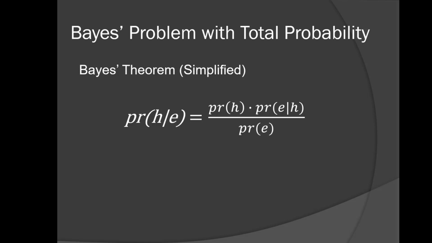The probability of the evidence there in the denominator is relatively simple, but we can break that down as this weighted average. This is the total probability of E, or another way of thinking about it is the probability of E independent of the hypothesis. It says that the probability of E equals the probability of E given H, weighted by the probability of H, plus the probability of E given not H, weighted by the probability of not H.